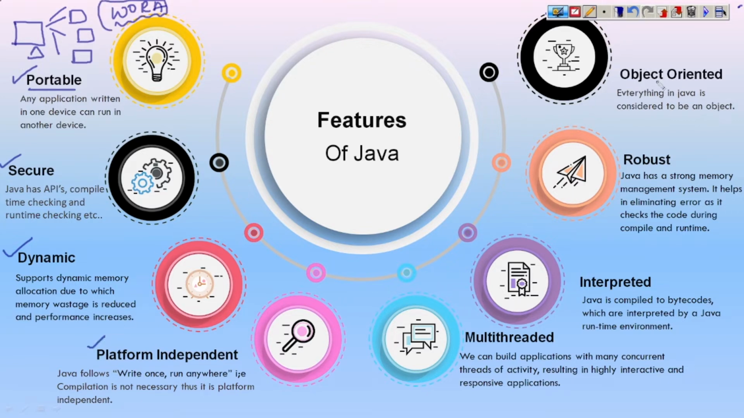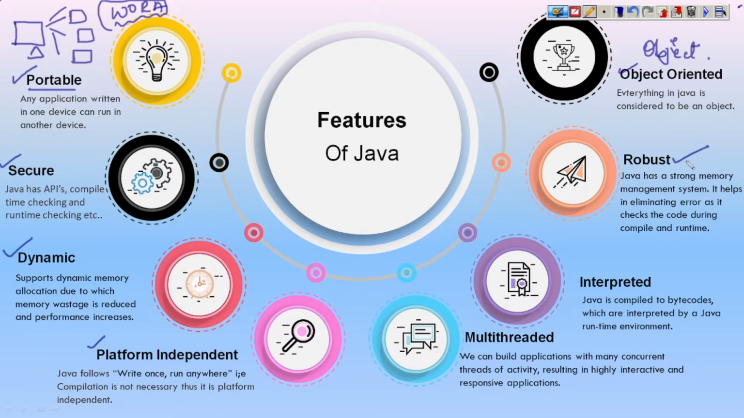The fifth one is object oriented. Now, what is this object oriented? Everything in Java is considered as an object which possesses certain states and certain behaviors, and all the operations are performed using these objects. About this object, we are going to study in detail in our very next video.